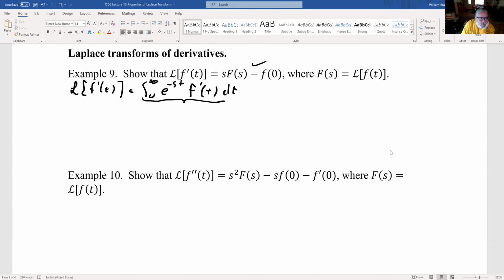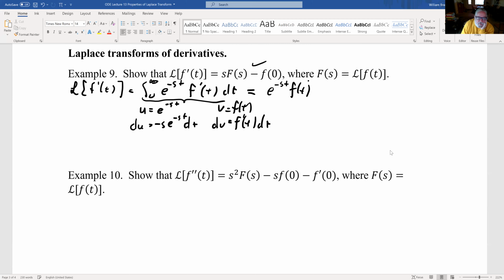So we'll take u to be e to the minus st. We'll differentiate that with respect to t, and that gives me minus s e to the minus st dt. And we'll take dv to be f prime of t dt. When we integrate that, we just get f of t, because the integral of a derivative is the function itself. So using that, we get u times v, which is e to the minus st times f of t. Remember, it's a definite integral from 0 to infinity. And then we get minus the integral of v du.